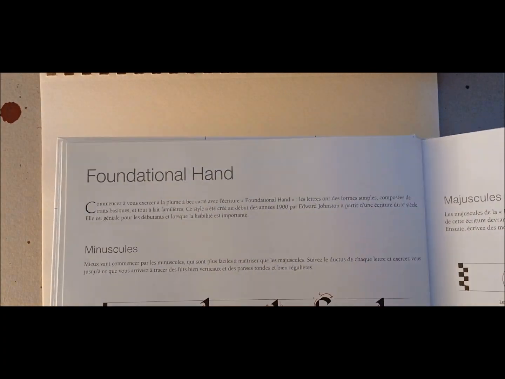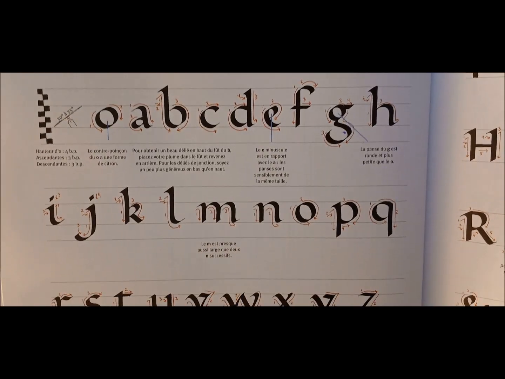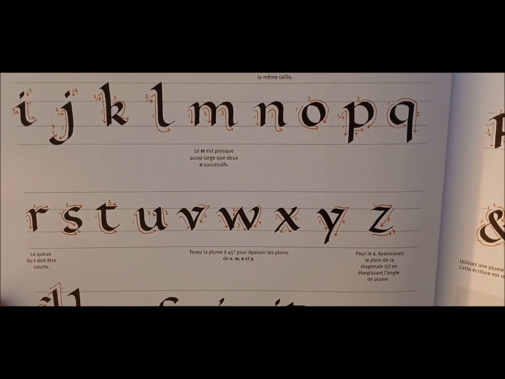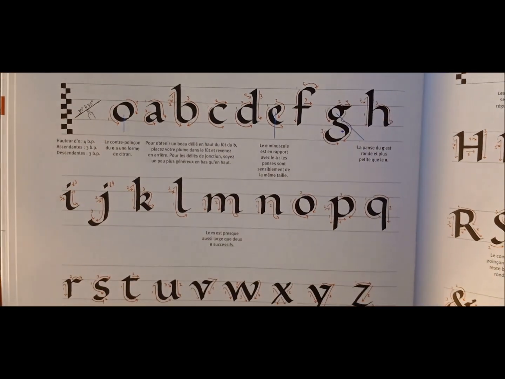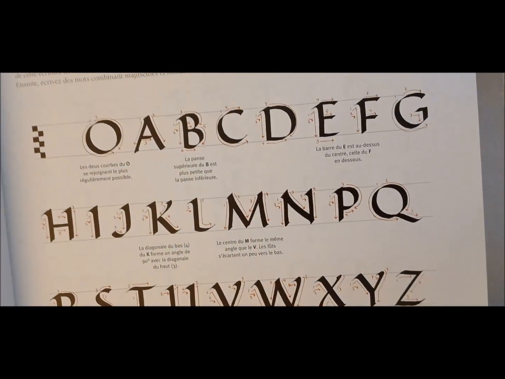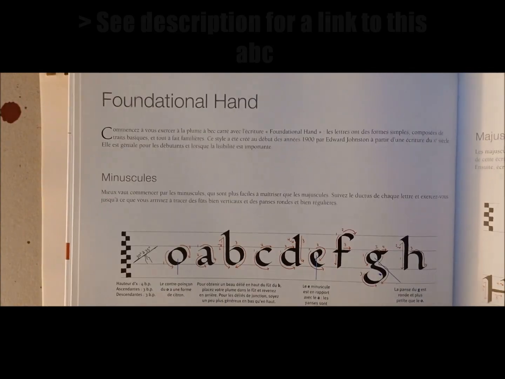First things first, this is the foundational hand alphabet, with which we are going to work first. You see the lowercase letters and the big letters. I strongly suggest you concentrate first on the small letters when you start.